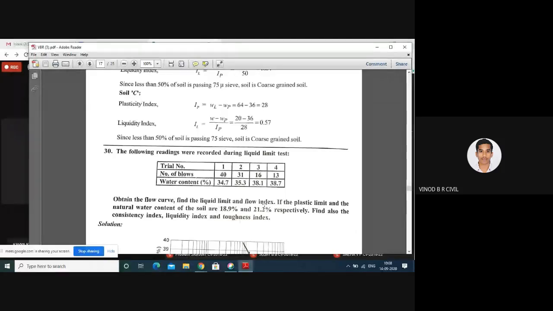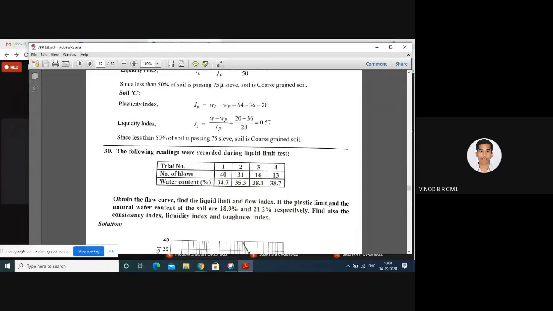The plastic limit and the natural water content are given for the soil, that is 18.9 and 21.2 respectively. Find also the consistency index, liquidity index, and toughness index.